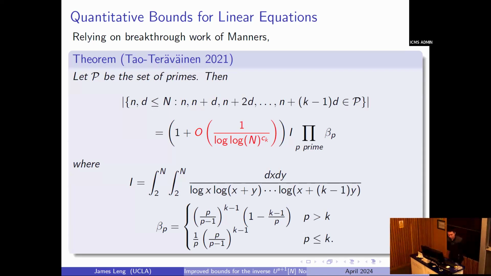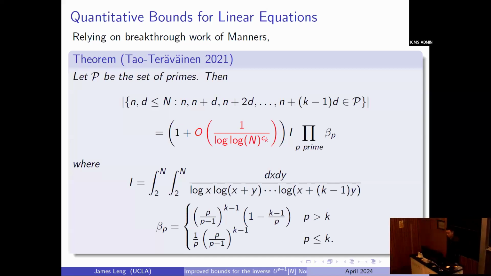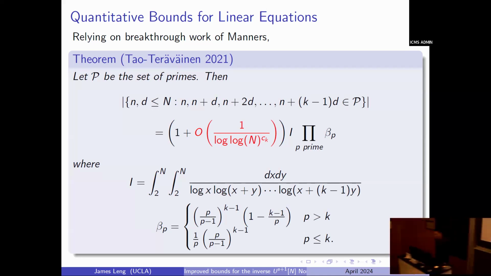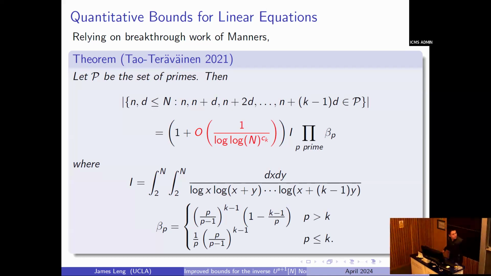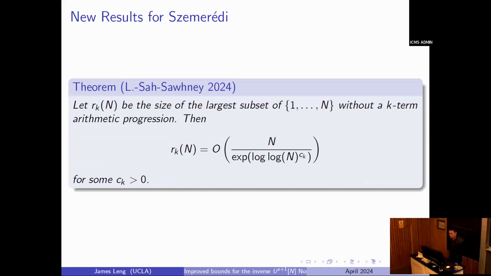So that's how you quantify Szemerédi's theorem. To quantify linear equations, you could do it more straightforwardly. What you do is you take this little o that I had earlier, and be a bit more specific. The previous work is Tao and Teräväinen in 2021, who proved a double logarithm upper bound for that error.